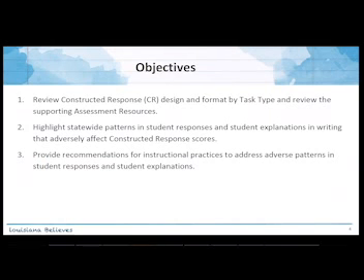Today, I want to go over the objectives and the plan. We're going to review the constructed response design and format by each task type, and review the supporting assessment resources that can help you understand these tasks, their evidence statements, and how they are assessing the student. We also want to highlight the statewide patterns in student responses and written explanations that are adversely affecting their constructed response scores, and provide some instructional practices and recommendations to address these patterns.